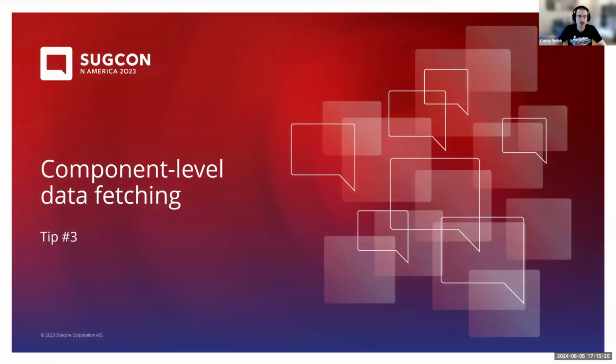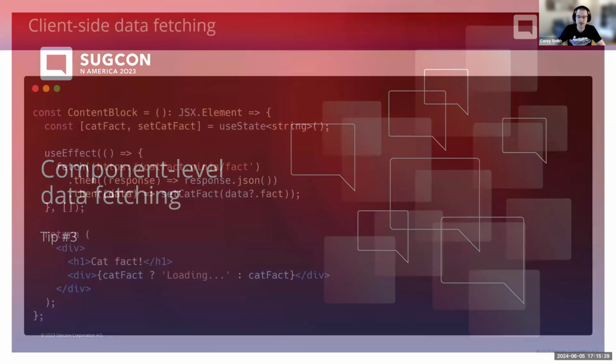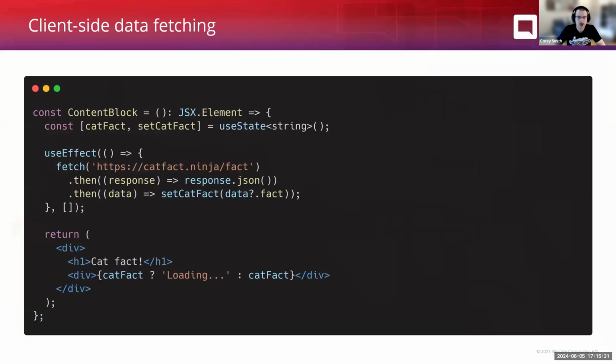Okay, tip number 3, we'll look at the component level data fetching feature that ships with the Sitecore JSS Next.js SDK. So we'll start by looking at a typical data fetching scenario in a React component. This React component is pretty simple. All it's doing is going off and calling the catfact API.